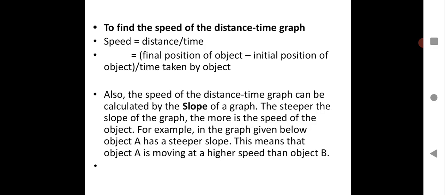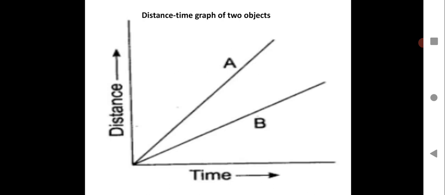So now with the help of the distance time graph, you can observe the graph and make some interpretation. Please do write all this, and we will see how we interpret the graph by looking at its slope. Here you can see object A having a steeper slope. That's why you can interpret it has more speed than object B, which has a lesser slope.